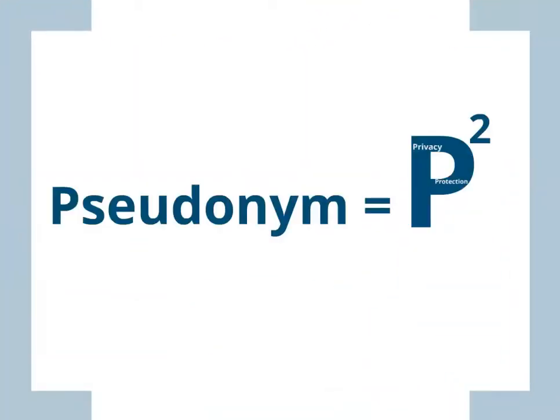Think of using pseudonyms to achieve two objectives, privacy and protection, or the two Ps. Proceeding by a pseudonym allows the victims to maintain their privacy in public records, and it protects the victims by minimizing unwanted publicity and harassment.